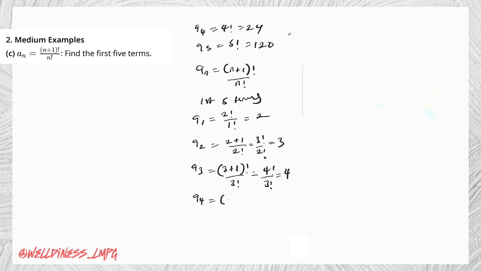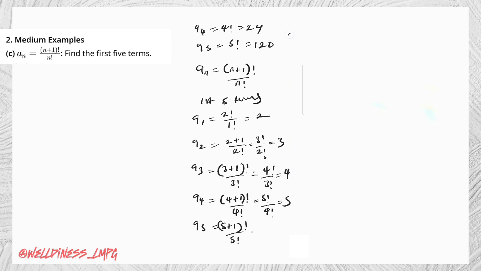So 24 divided by 2 times 3, which is 6, will give you 24 divided by 6, which will give you 4. Now A4 will give you 4 plus 1 factorial divided by 4 factorial. And 4 plus 1 factorial will give you 5 factorial. And we know that 5 factorial is 120. And we know that 4 factorial will give you 2 times 3, which is 6, times 4, which is 24. So 120 divided by 24 will give you 5.